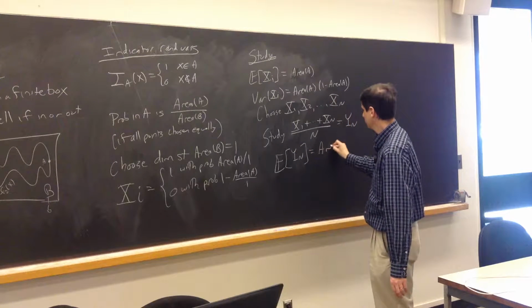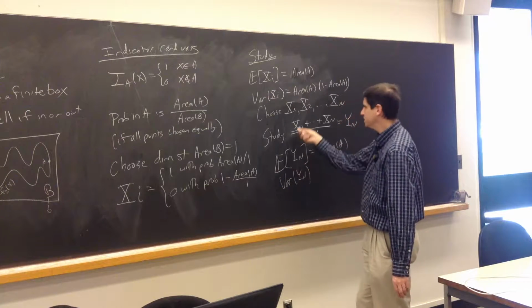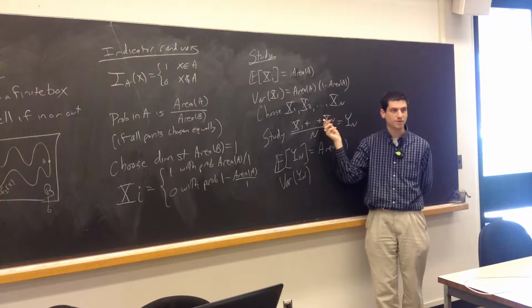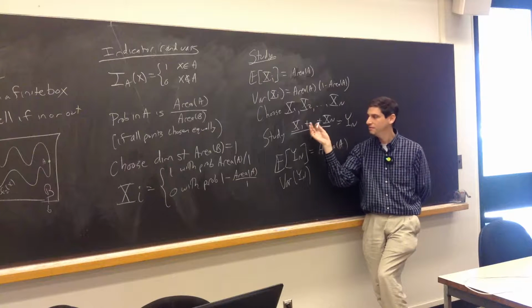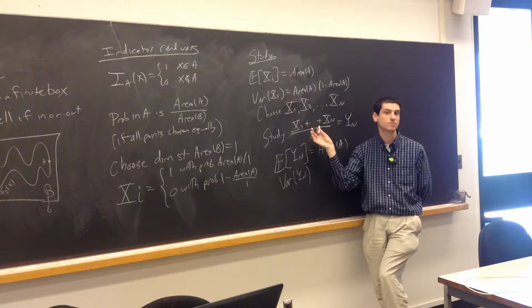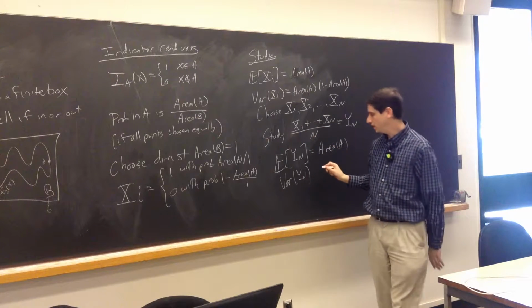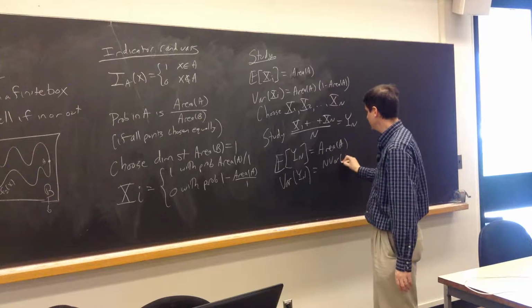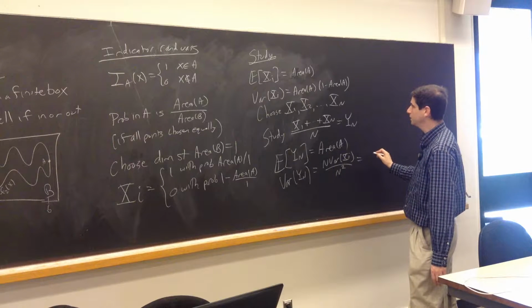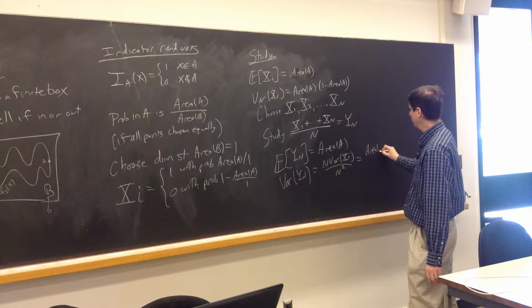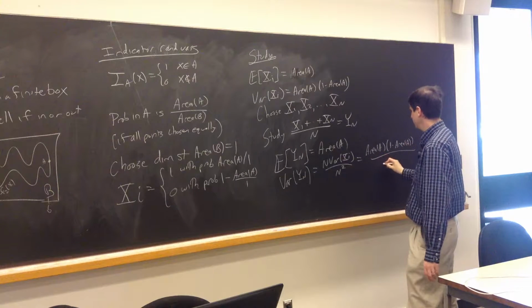Area of A. What's the variance of yn? Since they're independent, the variance of a sum is the sum of the variances. I've got this 1 over n down below. If you multiply a random variable by 5, the variance increases by 5 squared. I divide by n, so the variance decreases by n squared. So it's n times the variance of xi divided by n squared. So it's going to be area of A times 1 minus area of A, divided by n.